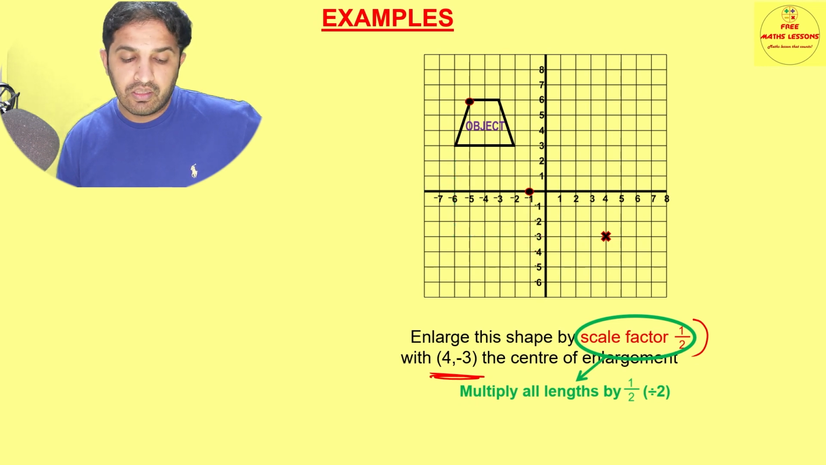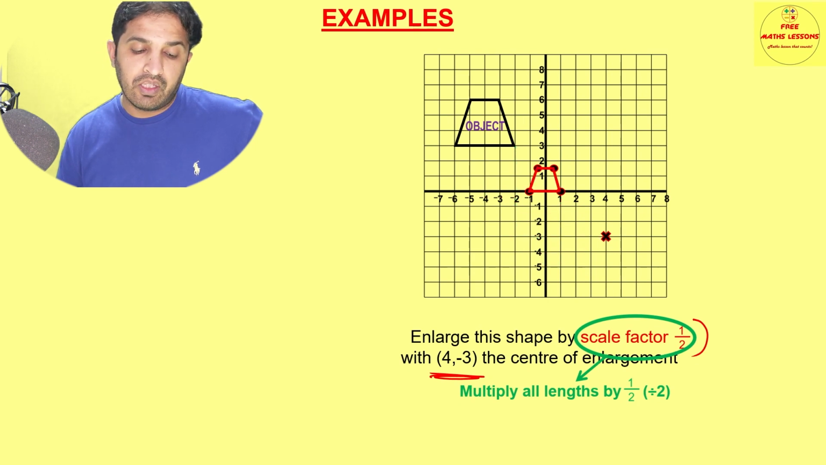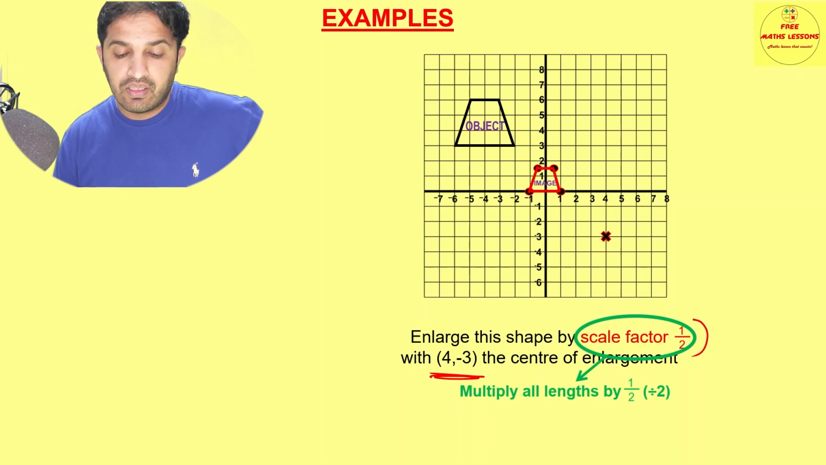Pick another point. We're going 9 to the left and 9 up, so we half that. We go 4.5 to the left and 4.5 up. The third point, 7 to the left and 9 up, so we go 3.5 left and 4.5 up. And the last point, 6 to the left and 8 up, so we go 3 to the left and 4 up. So we get our image, which is half the size of the object, enlarged by scale factor half.